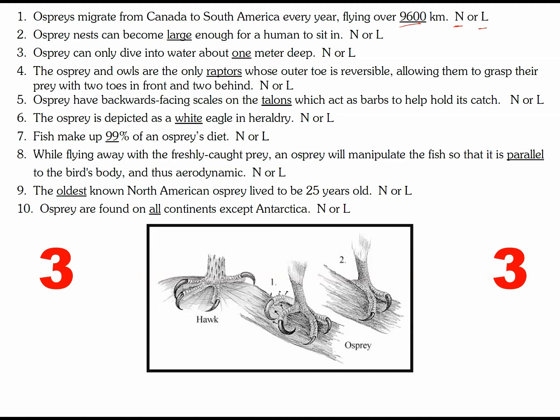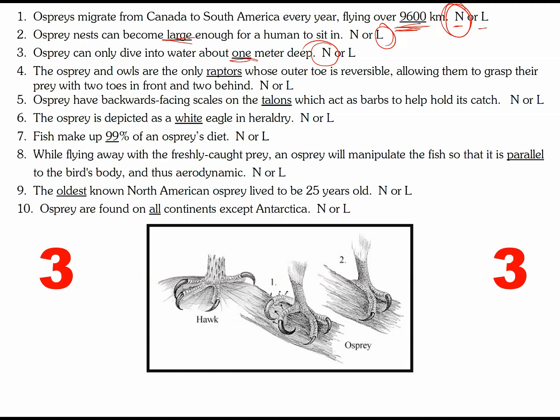Hopefully you've unpaused because you did answer all 10 items. 1. Ospreys migrate from Canada to South America every year, flying over 9,600 kilometers. This is something that's actually measured and counted, so that would be quantitative. 2. Osprey nests can become large enough for a human to sit in. Large, it's a general description, qualitative. Would you sit in an osprey nest? 3. Osprey can only dive into water about 1 meter deep. The 1, that is something that can be counted, quantitative.